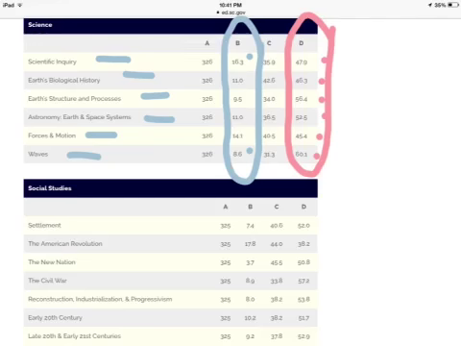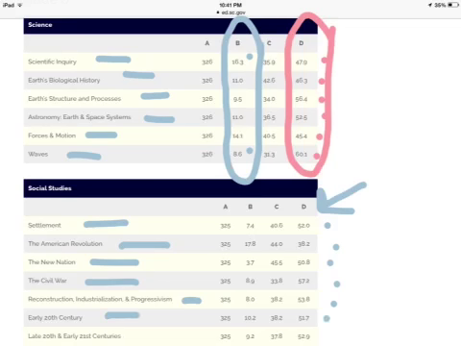As we move to social studies, once again we're focusing on column D, and we'll notice that approximately 52% of our students were demonstrating strengths in the first area. The first area is settlement. We had about 38.2% of our students demonstrate strengths with standards or strands of the American Revolution. About 50.8% of our students demonstrated strengths with the new nation. 57.2% of our students with the Civil War. About 53.8% of our students with Reconstruction, and approximately 52% of our students with early 20th century concepts.